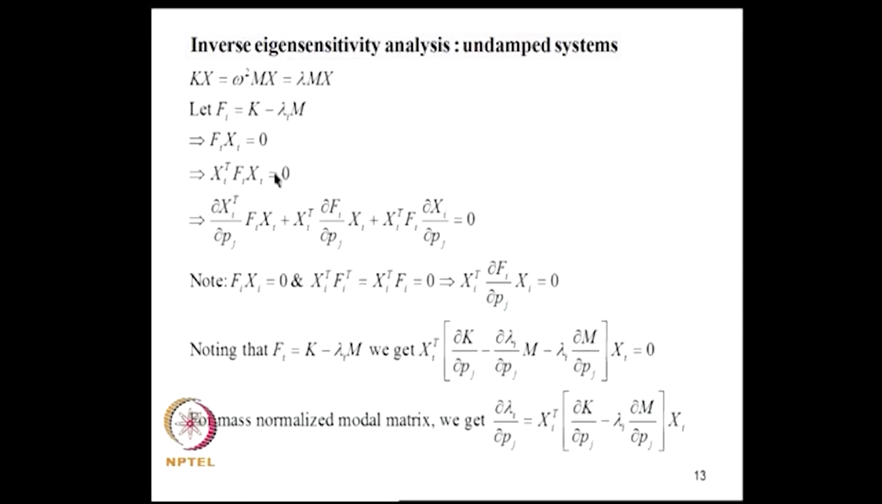Now, what is my objective? The K and M matrices will have our system parameters P1, P2, P3, Pn, and I would like to know the gradient, dou lambda by dou P i for i equal to 1 to n, and similarly dou x j, that is the jth eigenvector, by dou P i for i running from 1 to n. So, that is the objective. Now, with that in mind I differentiate this equation. So, using the chain rule we get this equation.